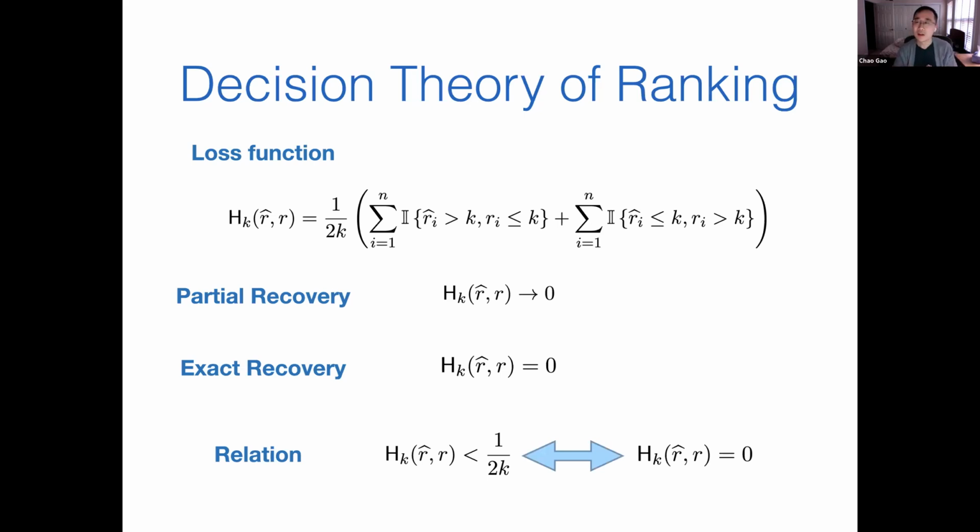If you can find the minimax rate of partial recovery, it immediately implies the condition of exact recovery. The relation is if the loss is smaller than 1/2k, then it must be 0. The reason is, according to the loss, it's discrete. There's no value between 0 and 1/2k, right? So this relation is obvious.